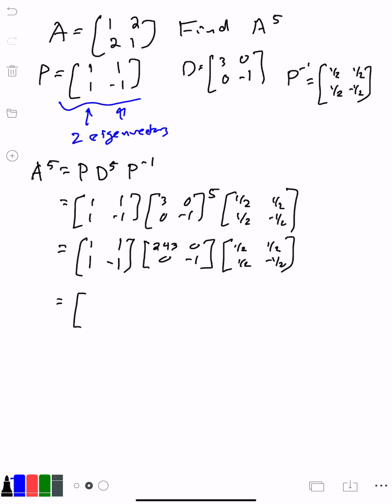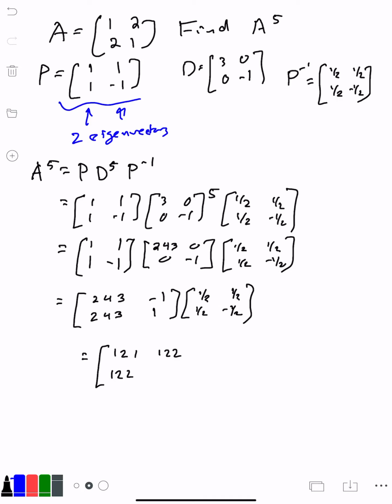And then we multiply these here. I'm going to have [243, -1; 243, 1], and then my final answer here is going to be [121, 122; 122, 121]. And this is A to the 5th. And that really didn't take that much work. We could have done A to the 100th pretty much just as easily, or A to the 1000th.